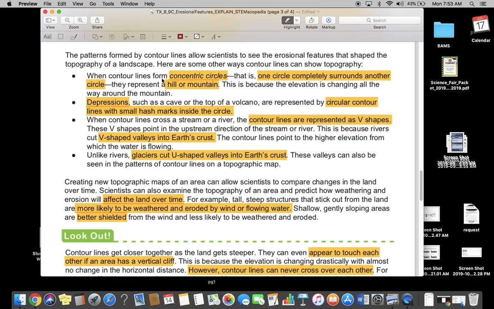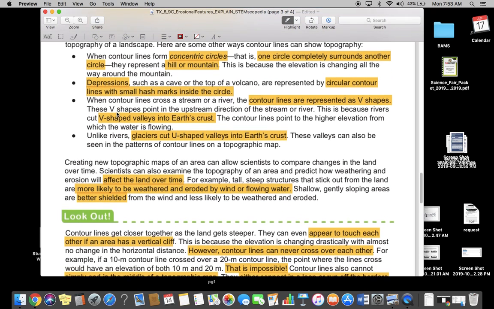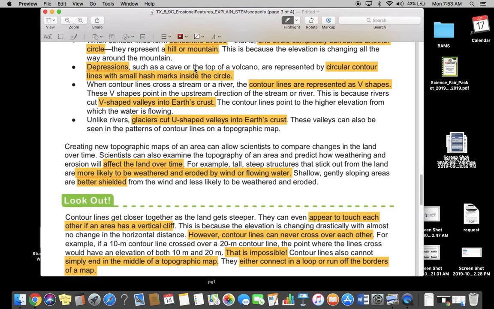When contour lines form concentric circles, that is, one circle completely surrounds another circle, and you guys drew this last Thursday on the Topas Locas lab and the water kit lab, they represent a hill or a mountain. This is because the elevation is changing all the way around the mountain. Depressions, such as a cave or the top of a volcano, are represented by circular contour lines with small hash marks inside the circle.